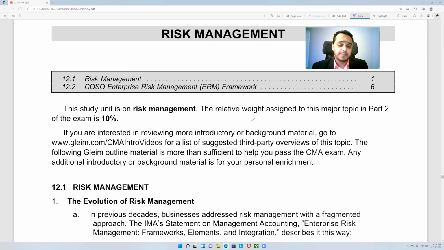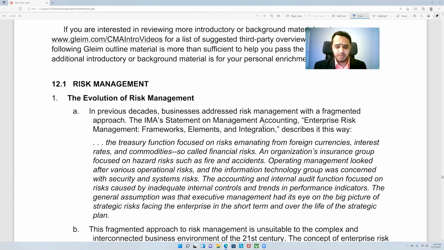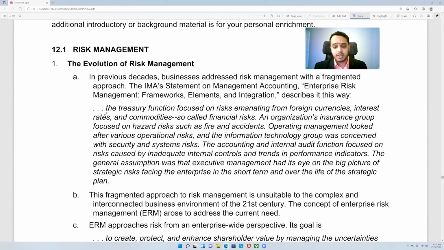So let's get started with this content overview. Taking it further from where we had left off in the introduction, from the previous decades, they have given a definition of how risk management used to take place. Insurance groups used to take care of hazard risks like fire and accidents. Then the information technology group were concerned with security and system risk, whereas the audit function was focused on inadequate internal control. So those were the types of risk.